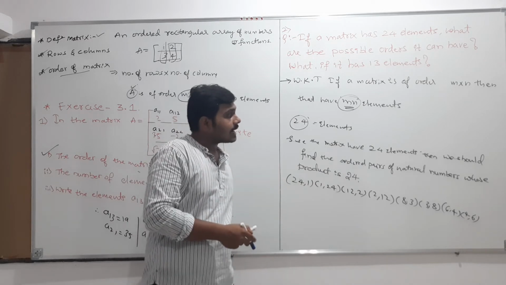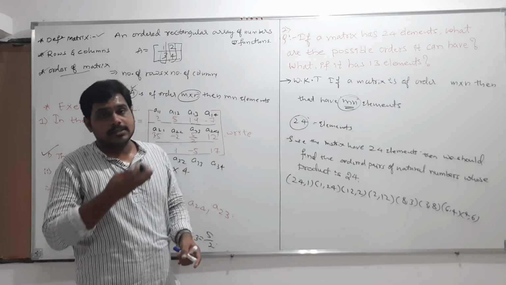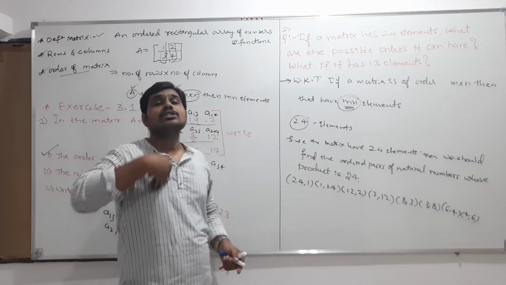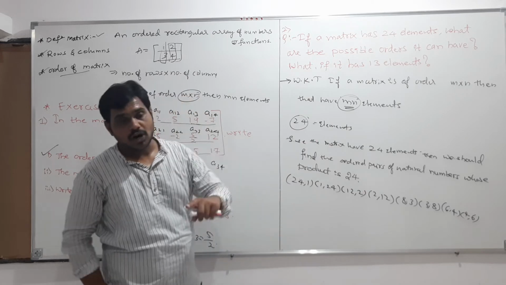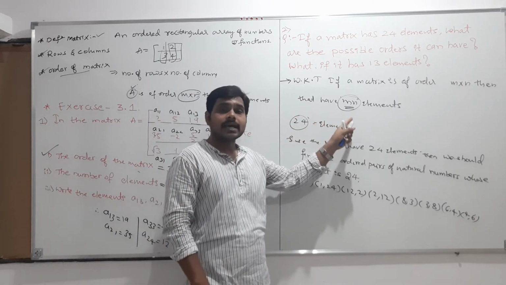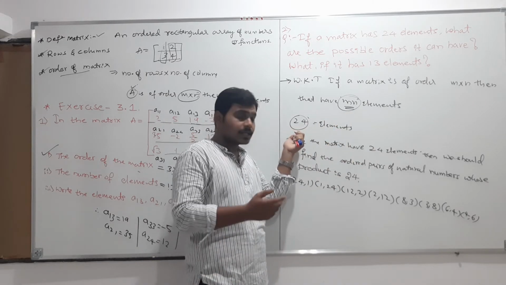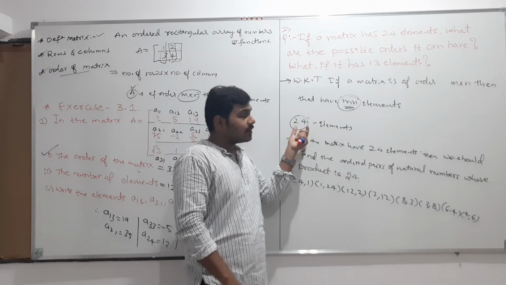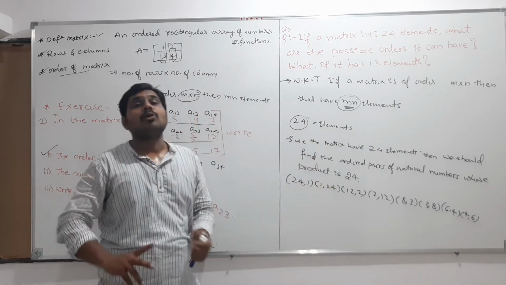They have given you a matrix that has 24 elements, and now I want to find the possible orders. We know that if a matrix is of the order m cross n, then it has mn elements. Instead of giving you the order, they have given you the number of elements, so by knowing these elements, I am going to write the possible orders.